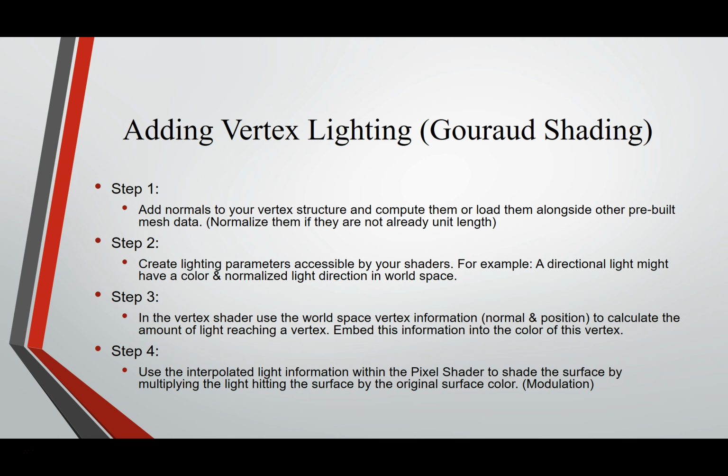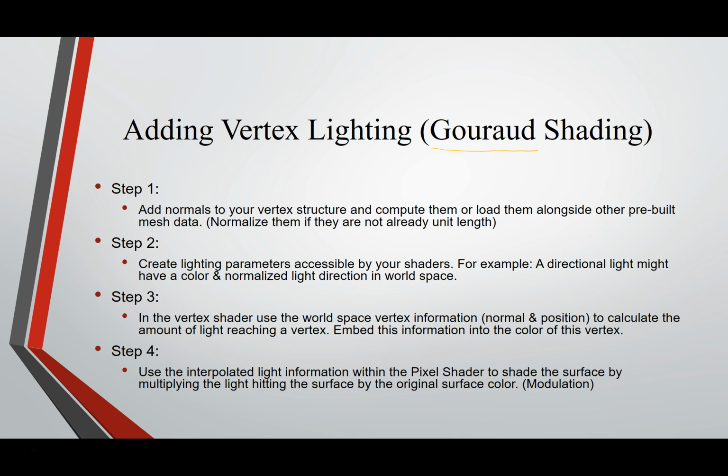All right, so adding vertex lighting. Now we're going to talk about how we actually implement these things that we've been talking about. So the first thing I want to talk about is how to add lighting to your vertex shader. This is known as Gouraud shading. So you hear the term Gouraud shading. We're talking about performing our lighting in the vertex shader and then taking the final light results and interpolating them to the pixels. So here's how you do this.